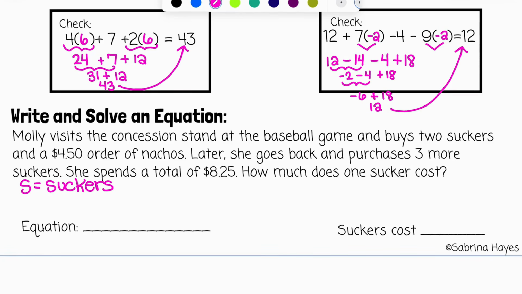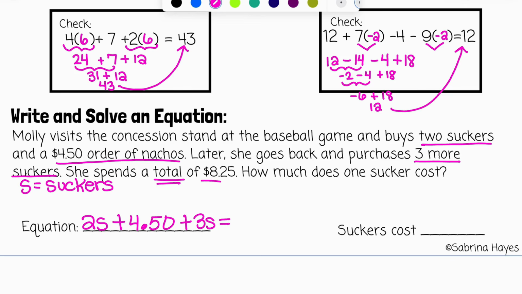All right, now I'm going to go back through and I'm going to reread my equation. So the first thing she buys is 2 suckers. So that would be like 2S. Then she bought that $4.50 order of nachos. So plus $4.50. And then later she went back and she purchased 3 more suckers. So that's 3S. And then it says that was a total. Total is where we put the equal sign of $8.25.